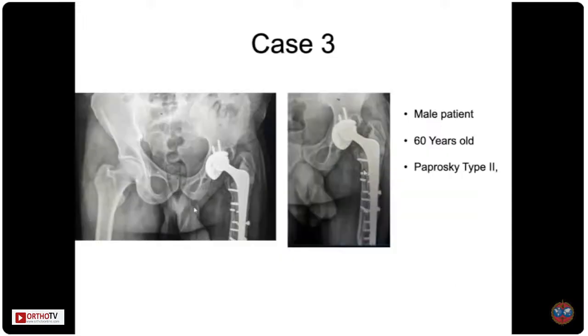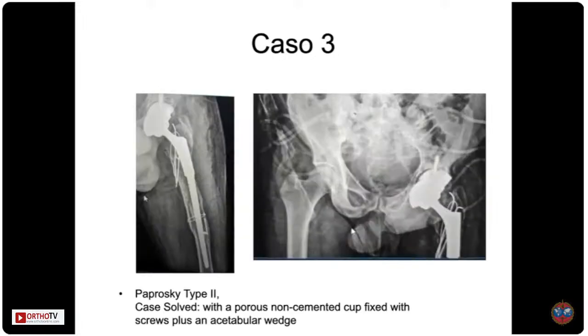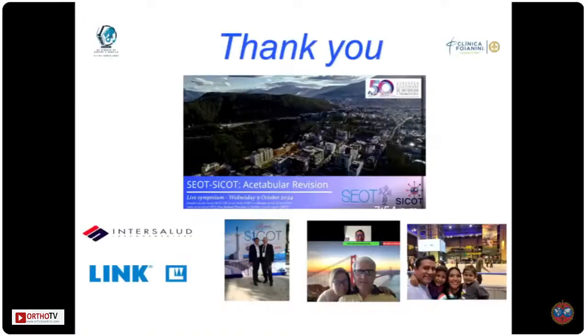Case 3, male patient, 16 years, Paprosky type 2, unsolved with porous non-cemented cup fixed with screw plus an acetabular wedge.